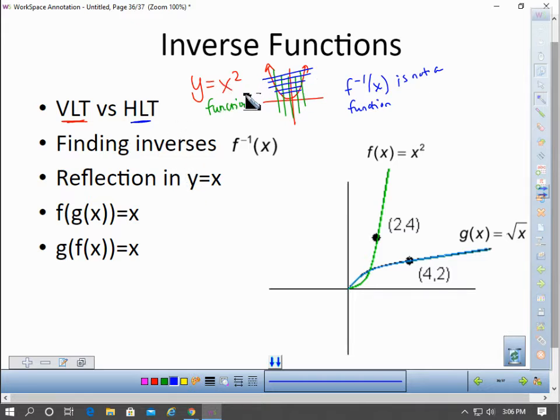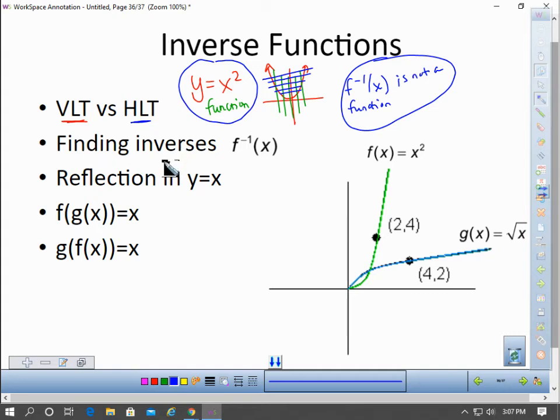So in order for your inverse to be a function, we have to restrict our domain. So here's an example down here, I have f of x equals x squared. I only have the right side of the graph. Okay, so if I only have the right side, then it passes both the vertical and the horizontal line test. Remember, the vertical line test tells whether the original equation is a function or not. And then the horizontal line test tells whether the inverse is actually a function or not. Okay?